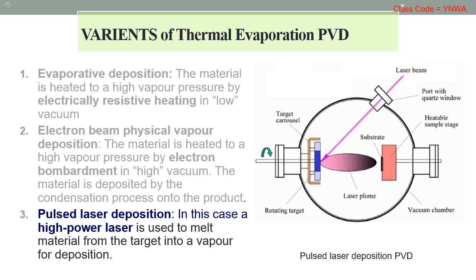Pulsed laser deposition is a PVD technique where a high-power pulsed laser beam is focused inside a vacuum chamber to strike and melt a target of the material to be converted into vapor for deposition.